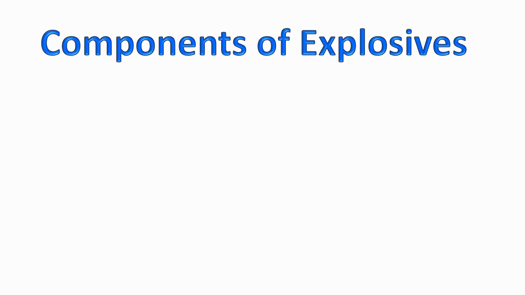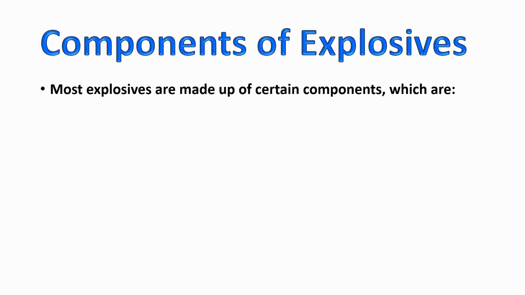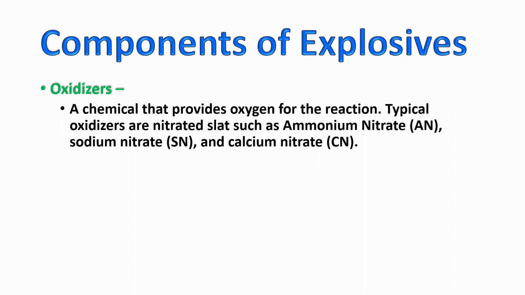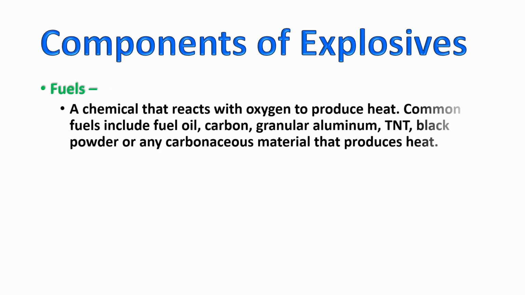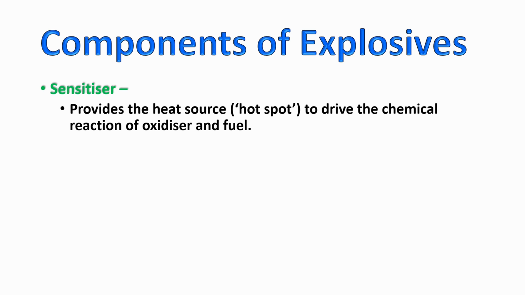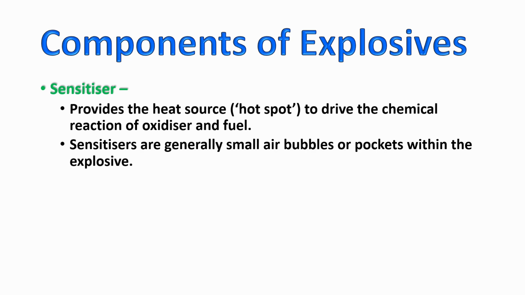Now let's see components of explosives. Most explosives are made up of certain components which are oxidizers, fuels, and sensitizers. Oxidizers are chemicals that provide oxygen for the reaction. Typical oxidizers are nitrate salts such as ammonium nitrate, sodium nitrate, and calcium nitrate. Fuels are chemicals that react with oxygen to produce heat. Common fuels include fuel oil, carbon, granular aluminum, TNT, black powder, or any carbonaceous material that produces heat. The sensitizers provide the heat source to drive the chemical reaction of oxidizer and fuel. Sensitizers are generally small air bubbles or pockets within the explosive.